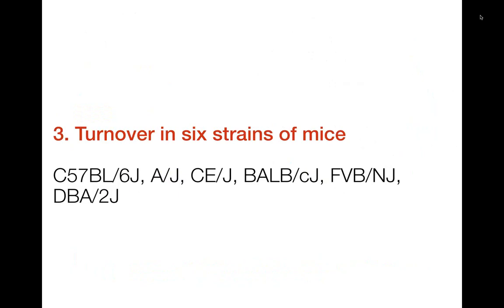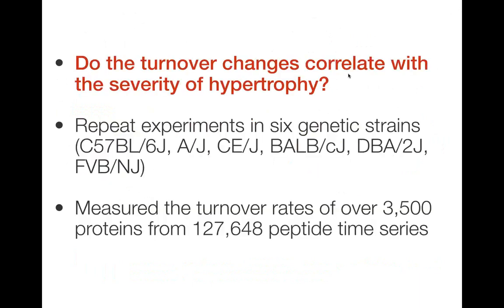So lastly, we wanted to compare the turnover in all 6 strains that we studied, and we're still doing the analysis to see what are the best ways we could look at these data. But one of the things we did was, first we wanted to ask, do we even see any turnover difference between different strains? And secondly, do they correlate with the severity of the heart disease after the drug treatment in the strains?